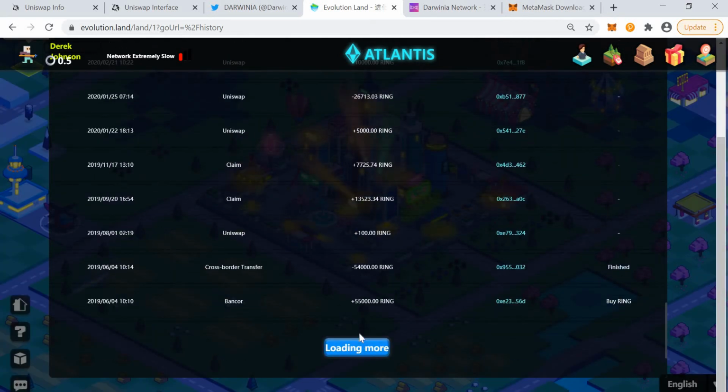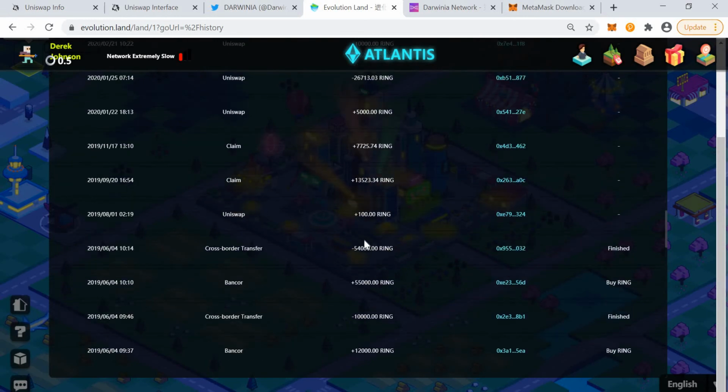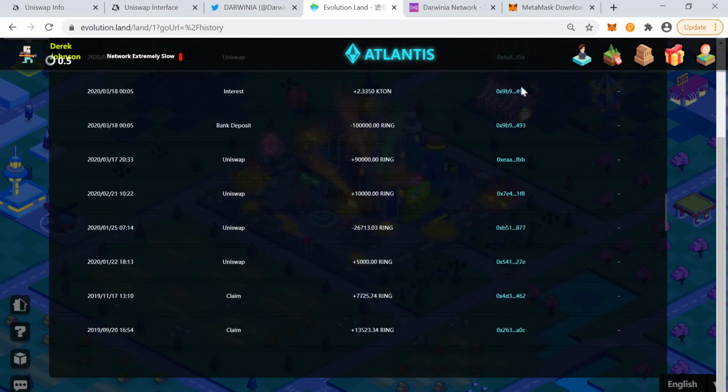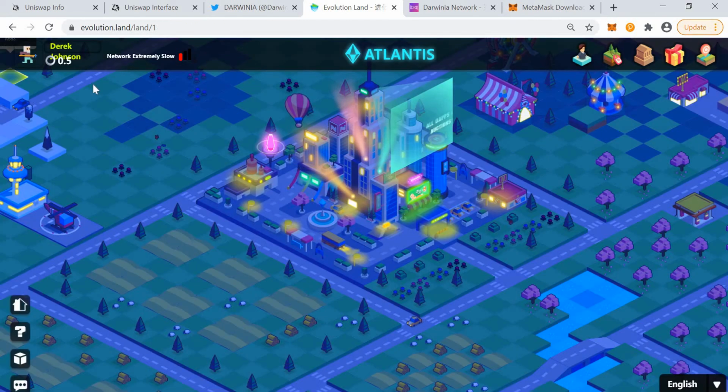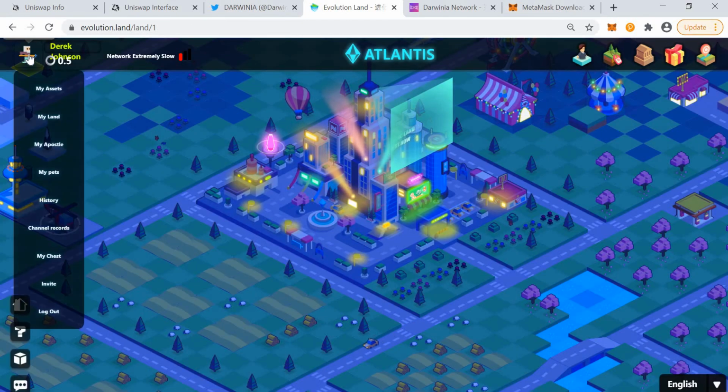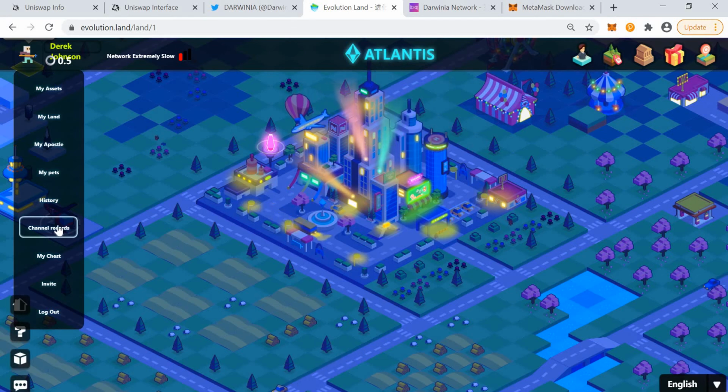So you can see that was all the way here, and look how much ring there was. There was a lot of ring at the time. Obviously I don't have this much ring anymore because ring was really cheap last year. I wish I had saved a bunch of it, but that's okay. I do love playing Evolution Land, and I see the potential in this game, so that's what I'm focusing on here.